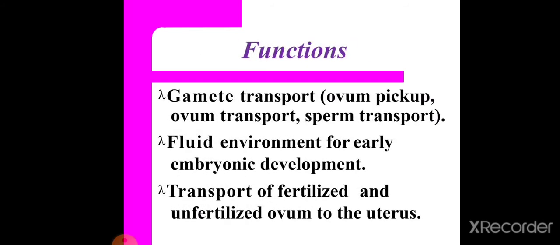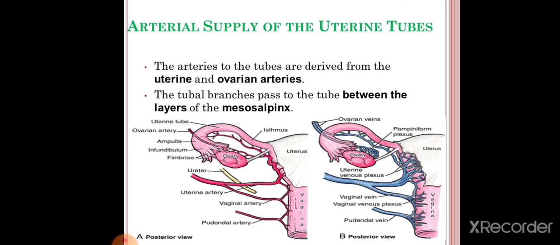Now, what are the functions of the fallopian tube? It is for gamete transport, that is ovum transport and sperm transport. It provides a fluid environment for early embryonic development, and transports fertilized and unfertilized ovum to the uterus. Then the arterial supply of the uterine tube is by the uterine and ovarian arteries. Tubal branches arise from these arteries to supply the fallopian tube.